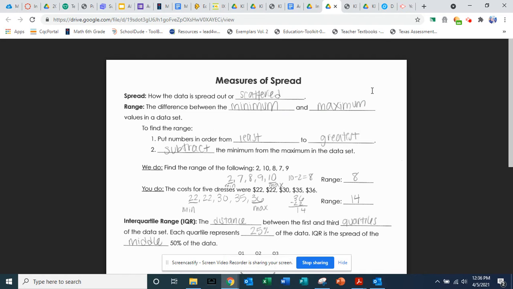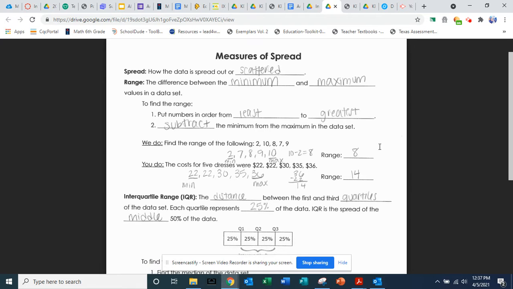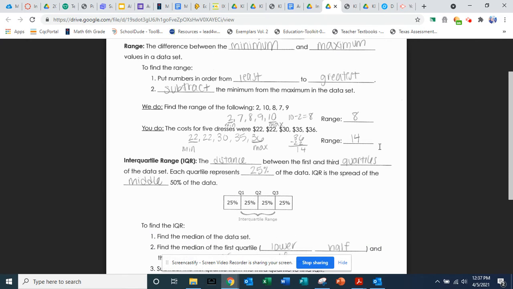You put the numbers in order from least to greatest, and then you subtract the top number and the bottom number. So we have an example where you're finding the range. You put those numbers in from least to greatest: 2, 7, 8, 9, and 10. The maximum value is 10, and the minimum value is 2. So you are subtracting 10 minus 2 equals 8.